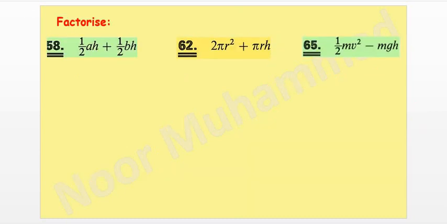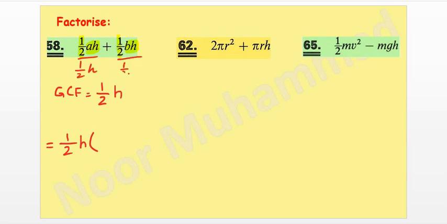So these are a little bit complicated questions, but not that difficult. First of all, see what the GCF is. If I compare the numbers here, half and half is the same, so it means half is part of the GCF. And then if I compare the letters, from AH and from BH, H is the common one, so half H will be the GCF. Now how can we factorize it? It means half H will be the first factor, and I have to check what the other factor will be. So divide this one by half H and divide this one by half H.